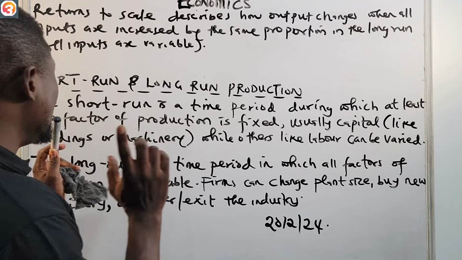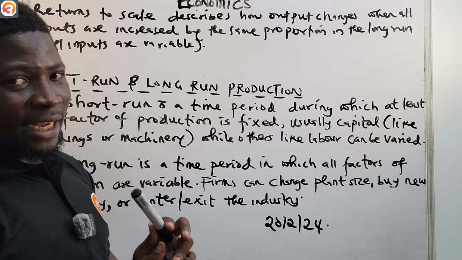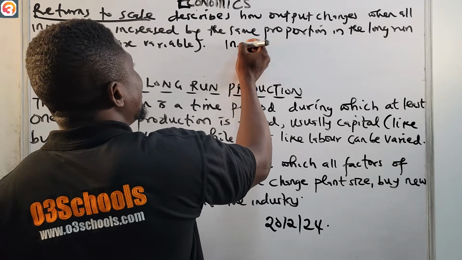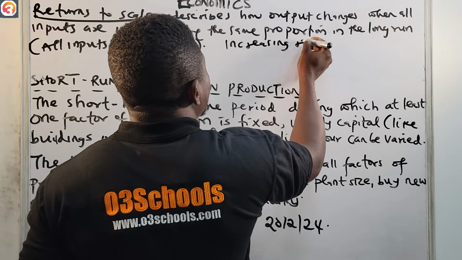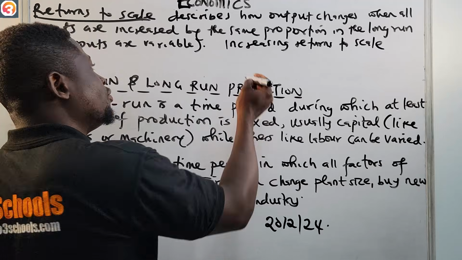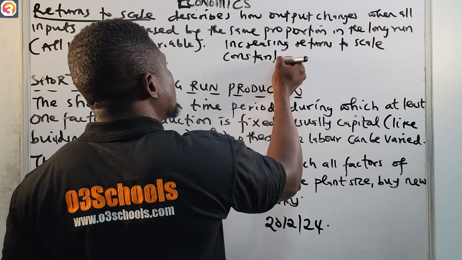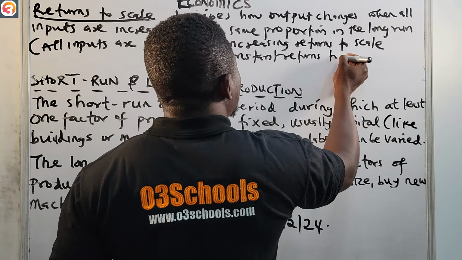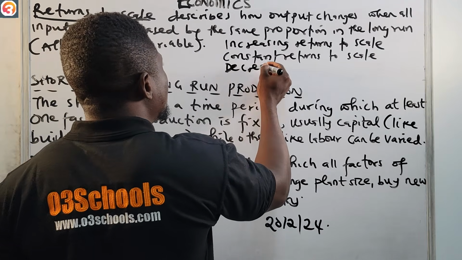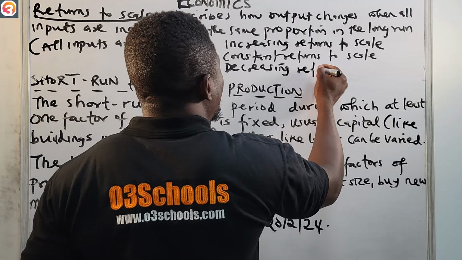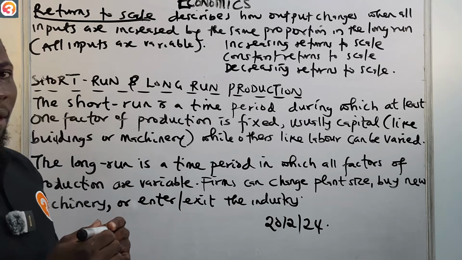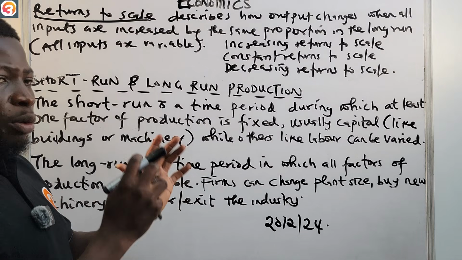But before that, remember that we have 3 types of returns to scale. Okay, take note. Number 1, we have increasing returns to scale. We also have what we call constant returns to scale, and then lastly we have what we call decreasing returns to scale. So let's quickly now see what will happen to the output when we double all inputs.